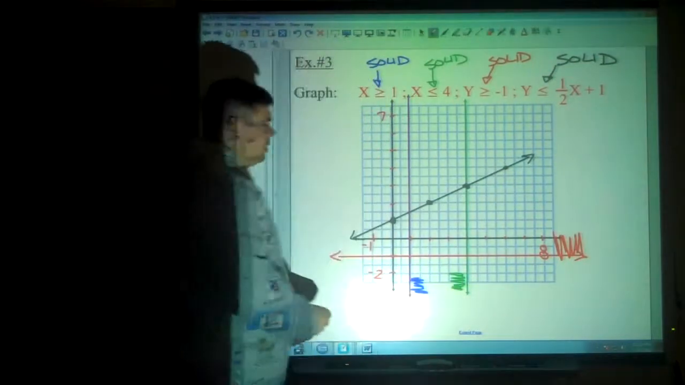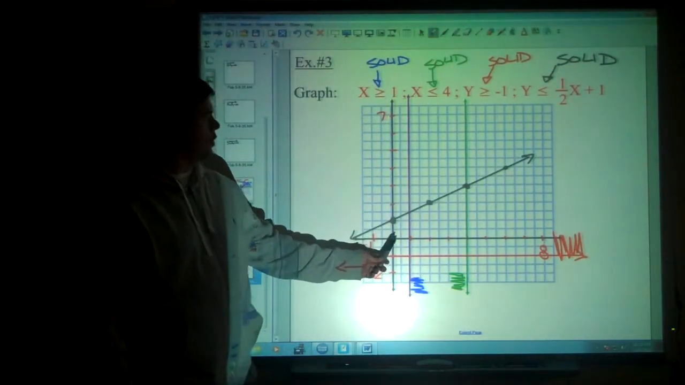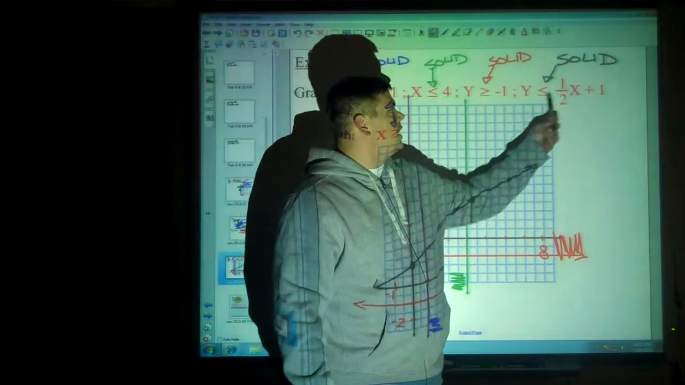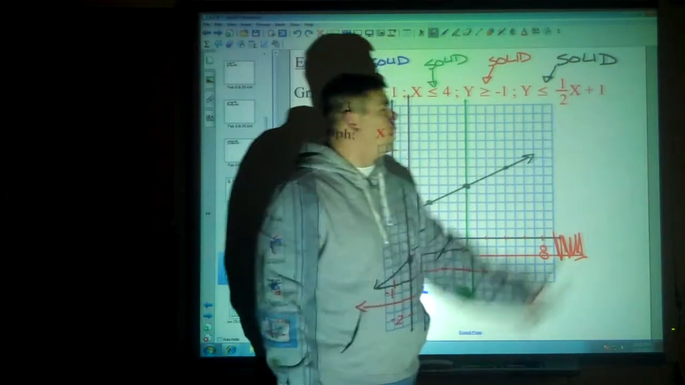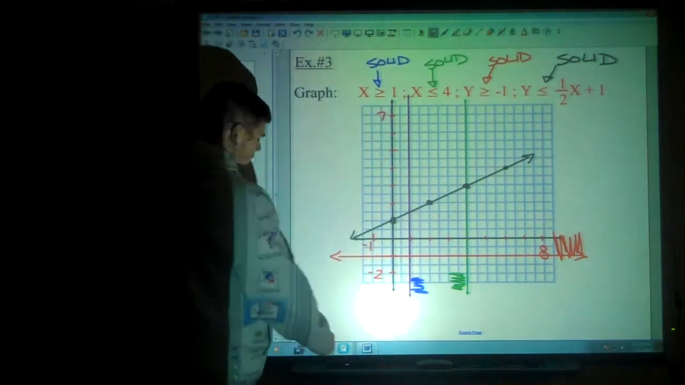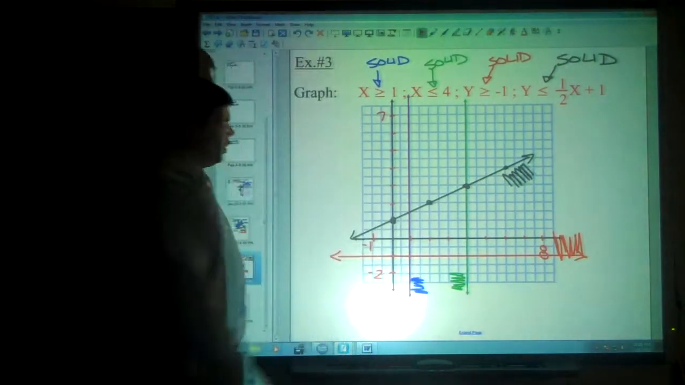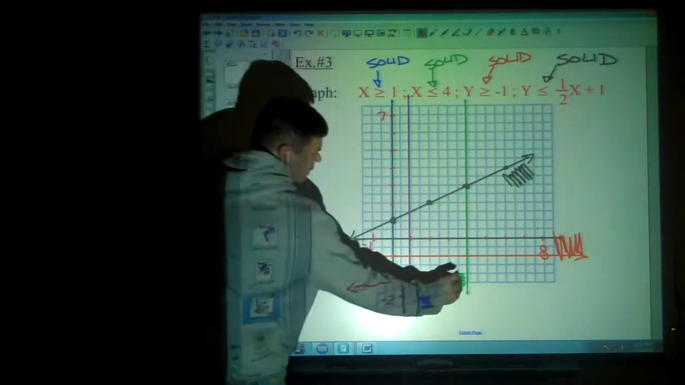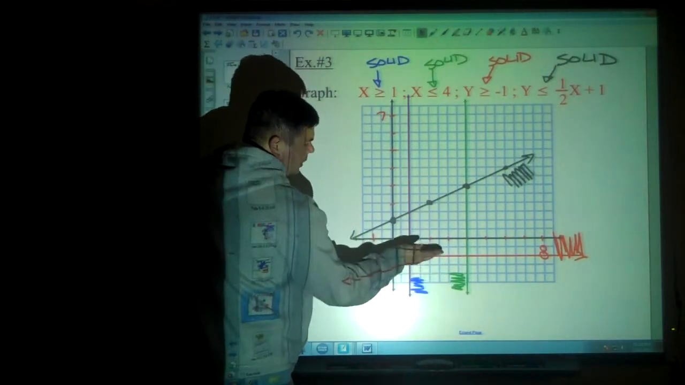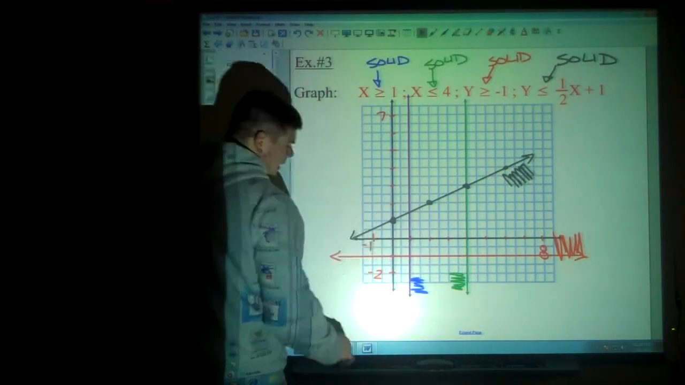And I test (0, 0) out once again because my line doesn't go through the origin. Half of 0 doesn't exist. Is 0 less than or equal to 1? The answer is yes, it is. So it's going to shade down. So if you look at all 4 toothbrushes, it's to the left of the green, it's to the right of the blue, it's above the red, and it's below the black.